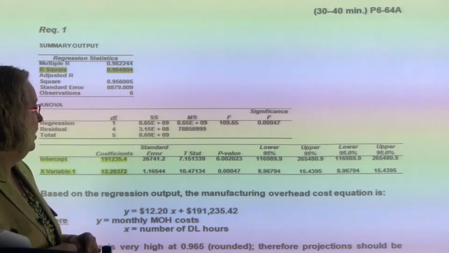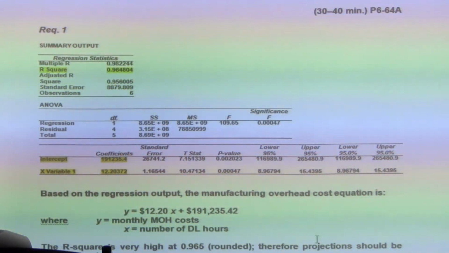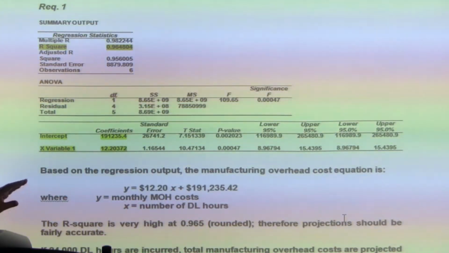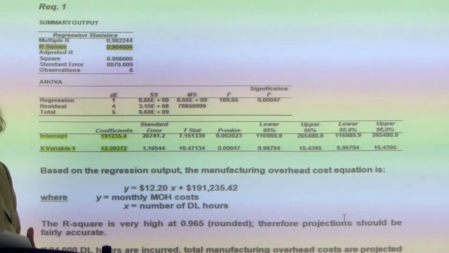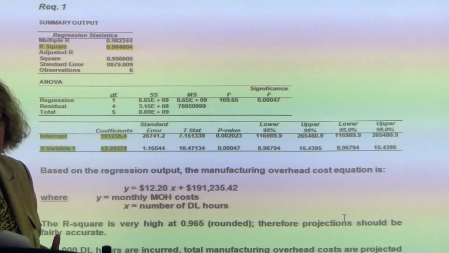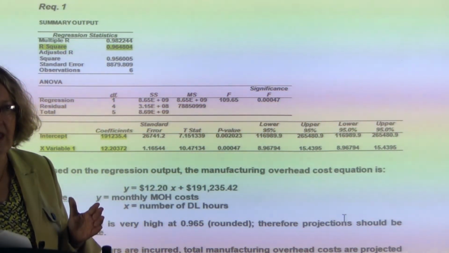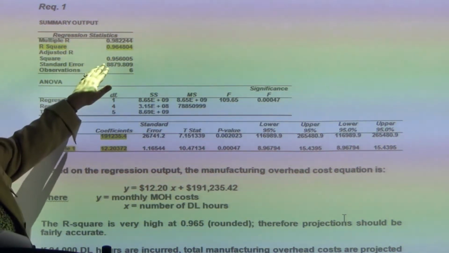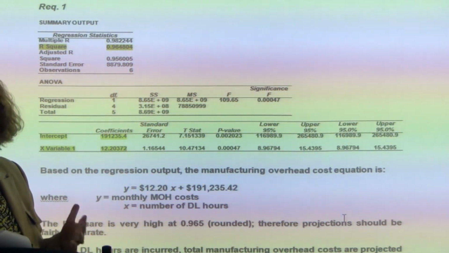When you run the full regression analysis, you get a lot of data, but you're really not using everything. All you're interested in is your R-square. Your R-square is telling you how good, in this case, your direct labor hours are as a predictor of your total cost. So is there a relationship between cost and direct labor hours? Here it's 0.96. The closer the R-square is to 1, the better the fit.